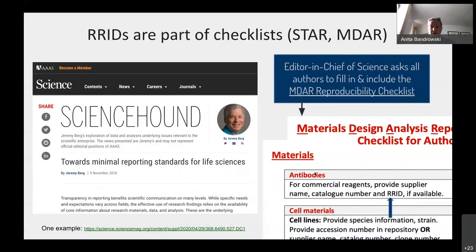And you can see that actually the first item in this MDAR checklist is antibodies. The second item is cell lines. And of course, that checklist goes through, hey, go find a catalog number and an RRID. So that is true also for organisms. Again, this is required currently by Science from all authors.